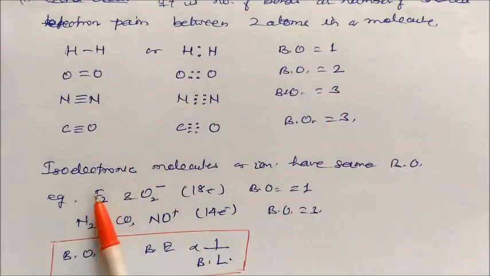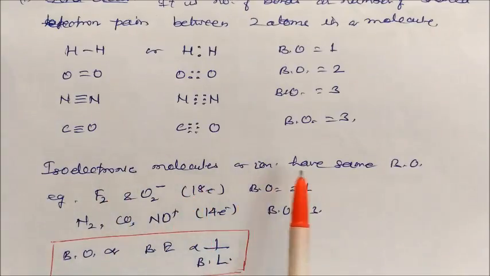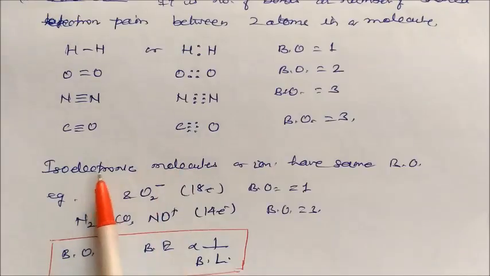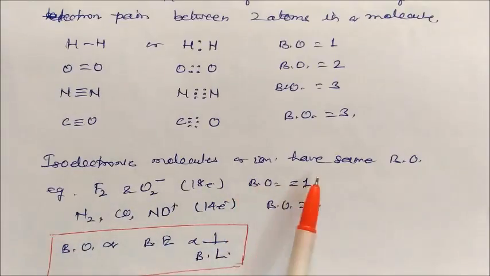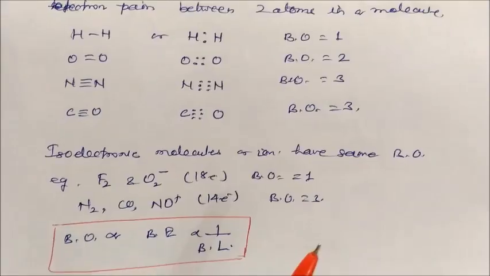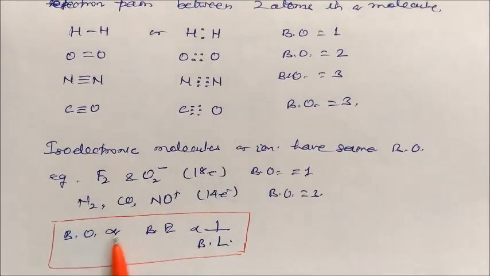Even if you take isoelectronic molecules or ions, they have the same bond order. Just mind you, isoelectronic species have the same number of electrons. For example, F2 and O2 2-, there are 18 electrons, so bond order is 1. For this one, there are 14 electrons, so bond order will be 3. So bond order is directly proportional to bond energy and inversely proportional to bond length. Let me show some table to make it more clear.